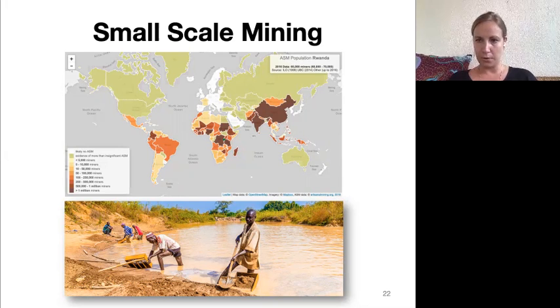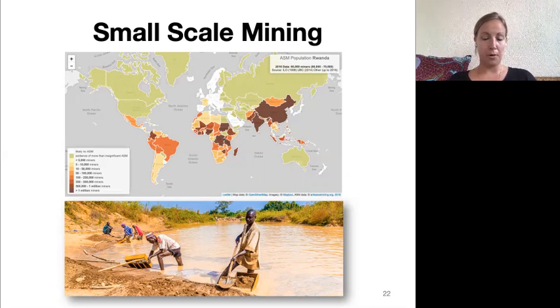Once mercury and gold are combined to create the amalgam, this is typically burnt with a blowtorch to separate the mercury from the gold. And since these small-scale gold mines are almost always set up near rivers, these excess chemicals are distributed directly into waterways.